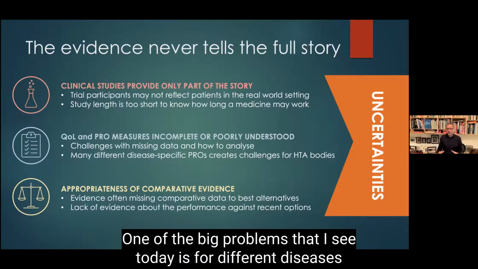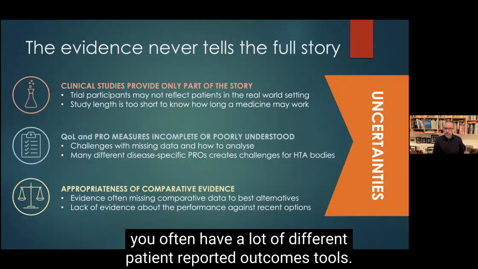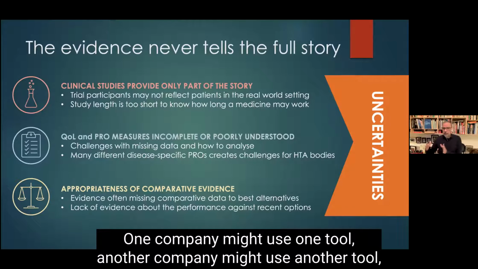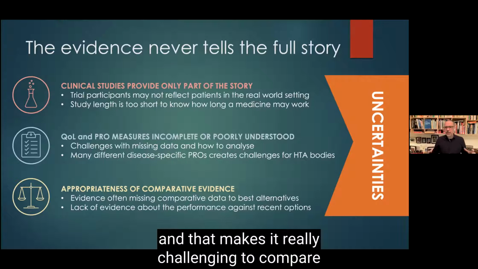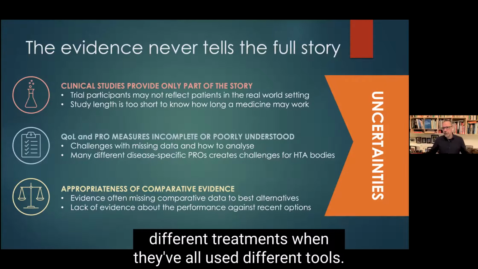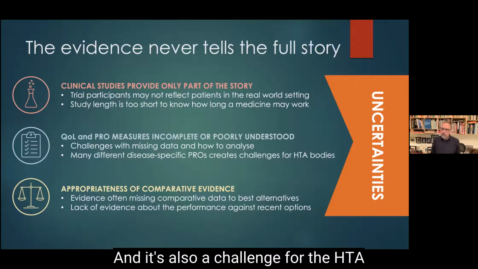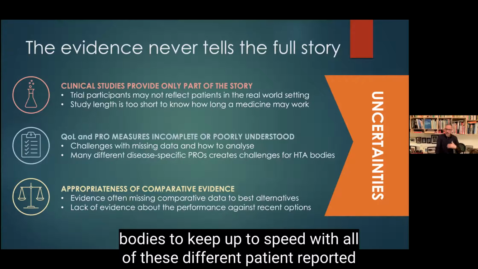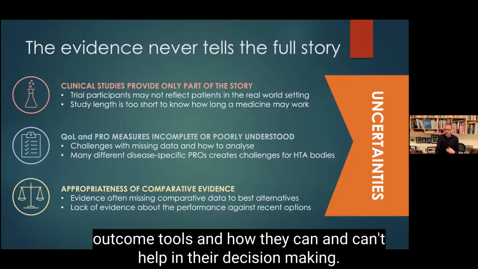One of the big problems that I see today is that for different diseases, you often have a lot of different patient-reported outcomes tools. One company might use one tool, another company might use another tool. That makes it really challenging to compare different treatments when they've all used different tools. It's also a challenge for the HTA bodies to keep up to speed with all of these different patient-reported outcome tools and how they can and can't help in their decision-making.